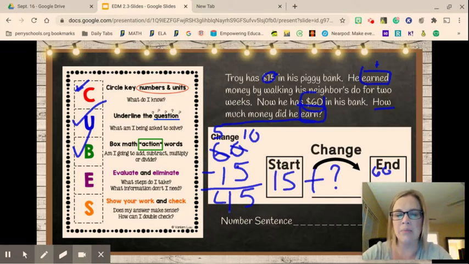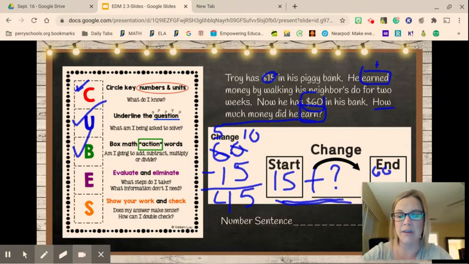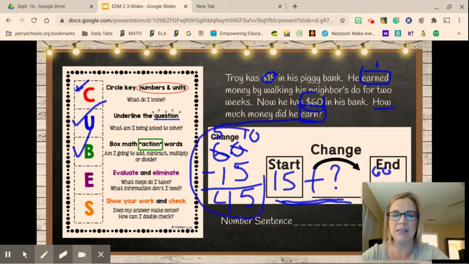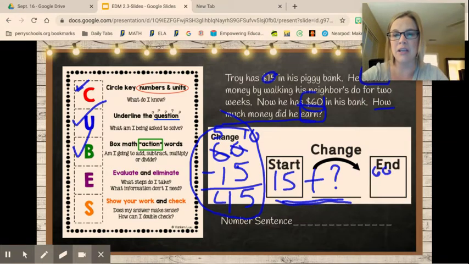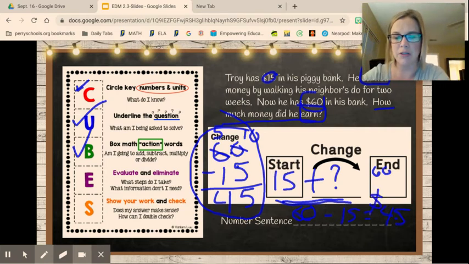Now, I know that in my diagram, I have what would be this number sentence, but I want to actually write the number sentence for what I did to solve it. So this is the number sentence that I use to actually find the solution. So that's what I'm going to write on my number sentence line. I'm going to say 60 minus 15 equals 45. And I want to make sure I know what my unit is, so I'm going to put my dollar sign back in there. So I've evaluated and eliminated.